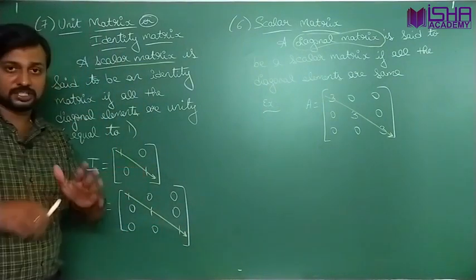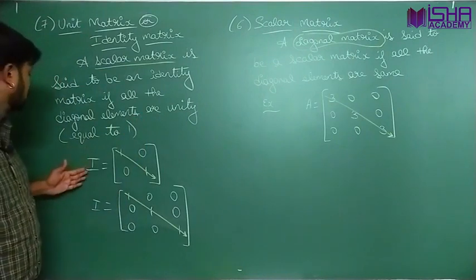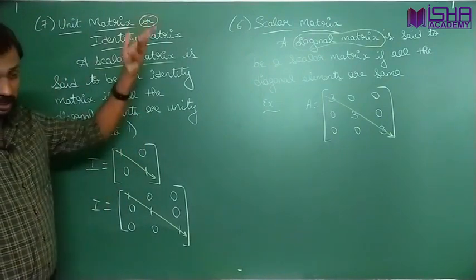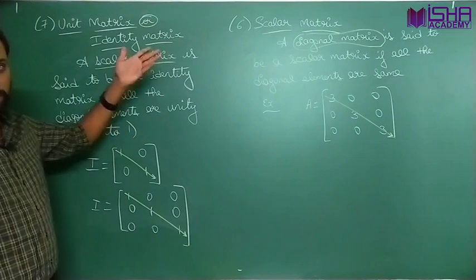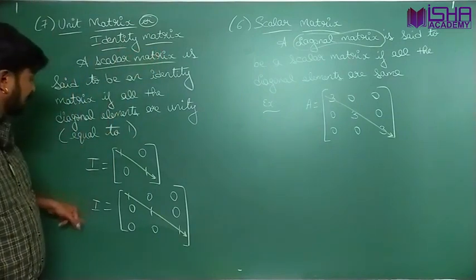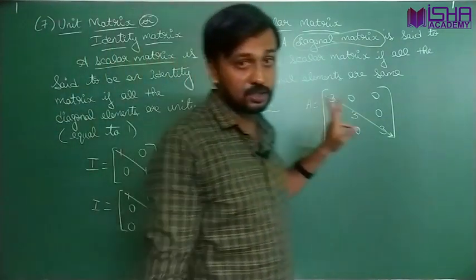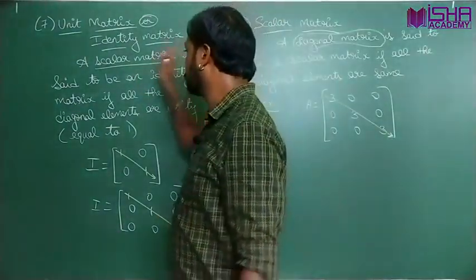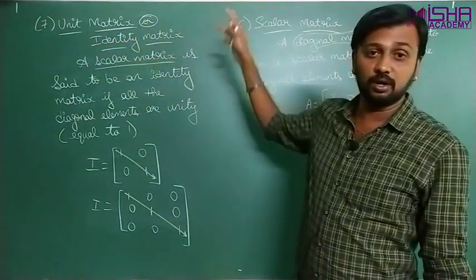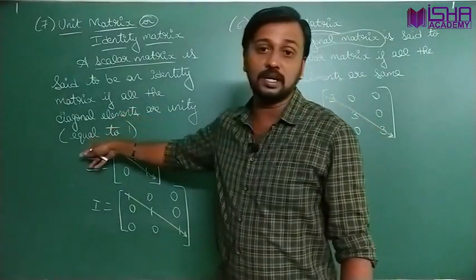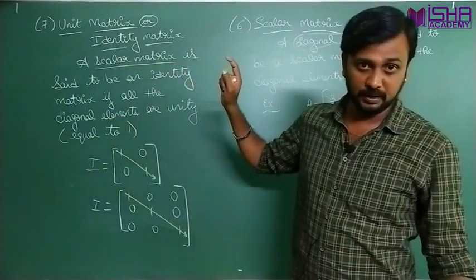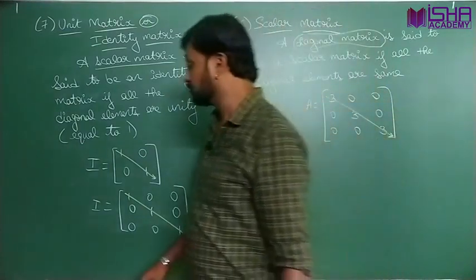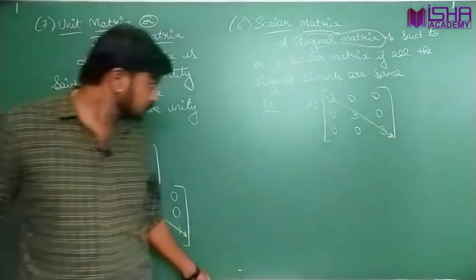In second PUC, only second order and third order matrices are there. In your higher classes you are going to study the fourth order and fifth order and so on. So this is regarding a unit matrix or an identity matrix. A scalar matrix is said to be a unit matrix if all the diagonal elements are equal to 1. Understood? Shall we move ahead?